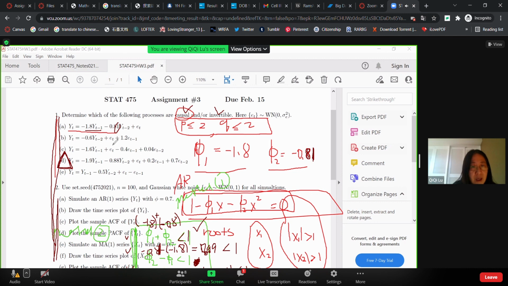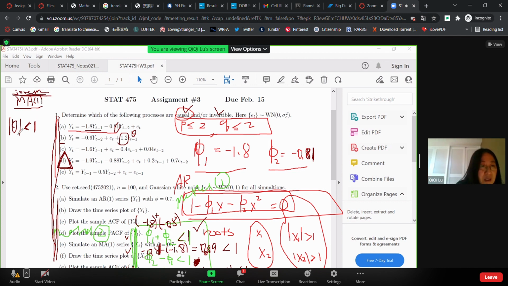Like I said, the invertibility is just related to the MA part, right? If the MA part is MA1, your theta absolute value must be less than 1 to be invertible. So for the second one, see this one, the theta here is larger than 1. So the second one is not invertible. Invertibility, you just use the MA part.